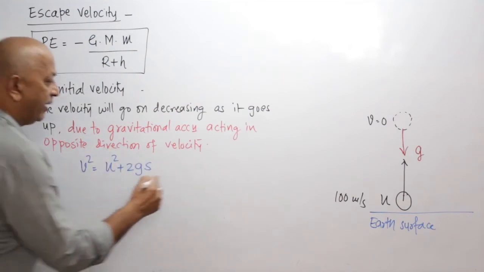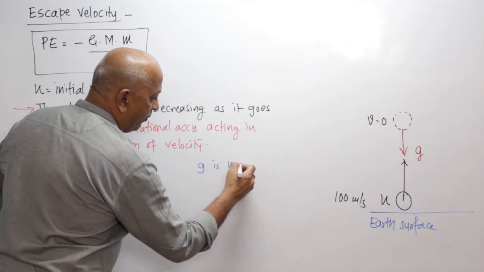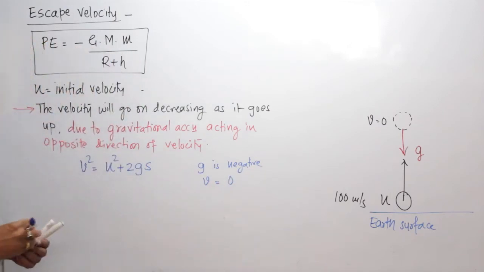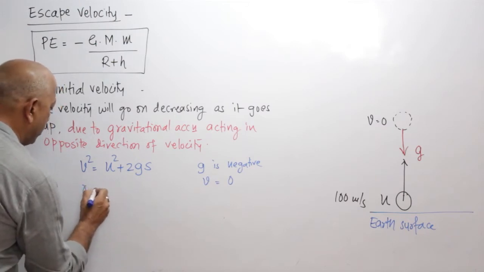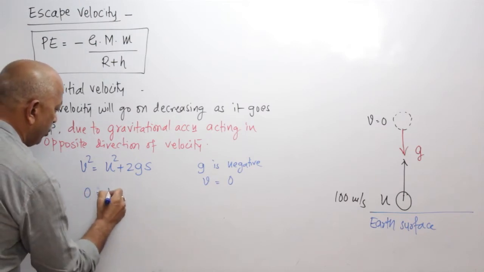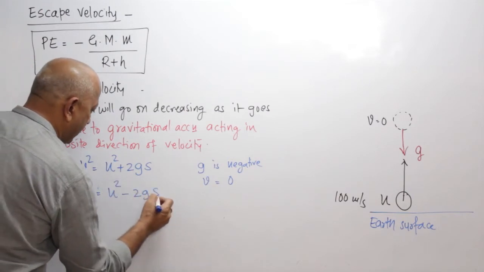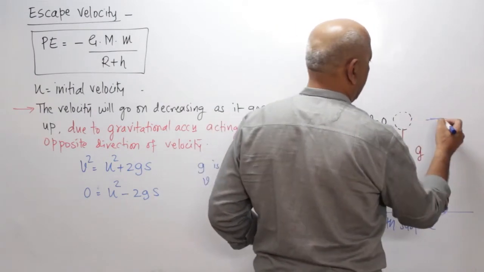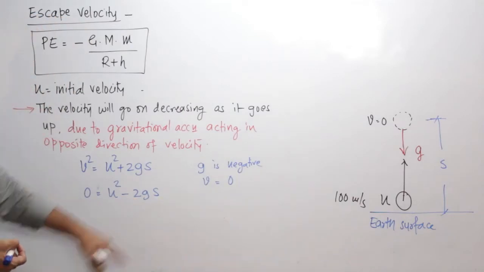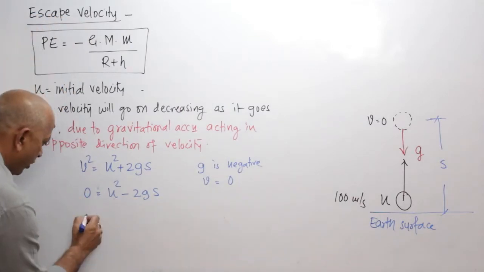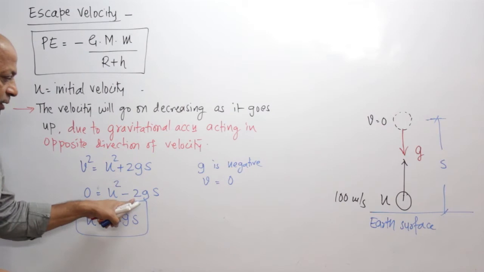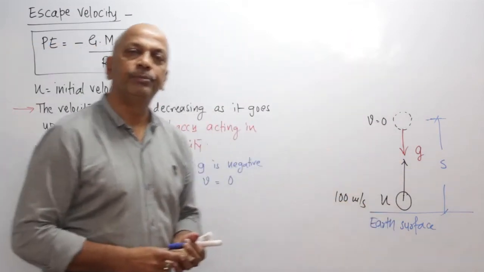And this is given by kinematic equation v square is equal to u square plus twice gs, right? But here the g is negative and final velocity v is equal to 0. So we know that 0 is equal to u square minus 2gs. So how much height? Yes, this is the height. So this is the height at which it will go, right? So if you rearrange, then u square is equal to 2gs. कळलं तुम्हाला? G is acting downward, u vertical.